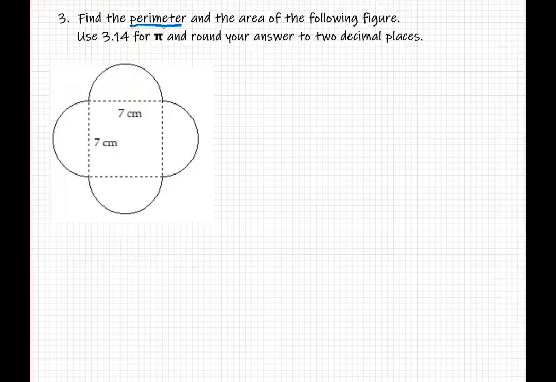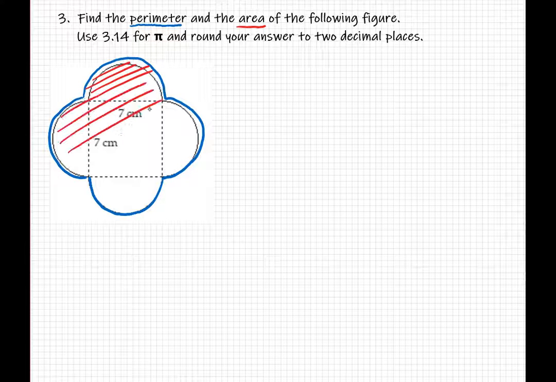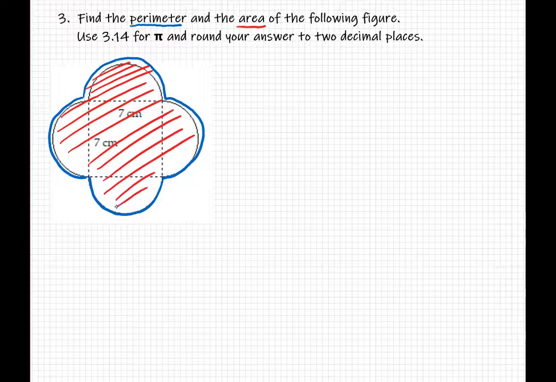Okay, so for perimeter, we're going here, here, here, and here. So that's the perimeter. And then for area, area is the two-dimensional space inside. So in red, this is the area. Okay, so in blue, we're trying to find the distance around the outside. That's the perimeter. And in red, that's the internal space or the area. All right, so perimeter first.